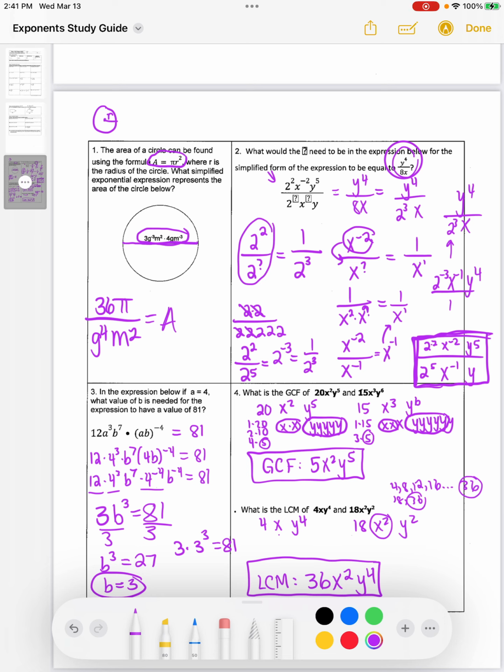If you have any questions about any of these problems, please make sure you're sending me an email or letting me know before our test.